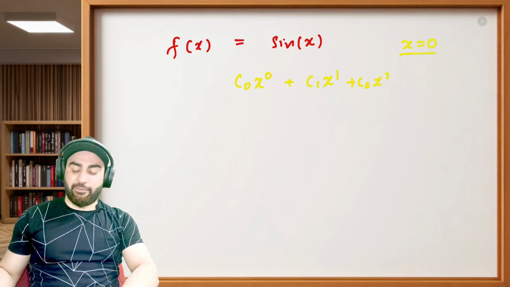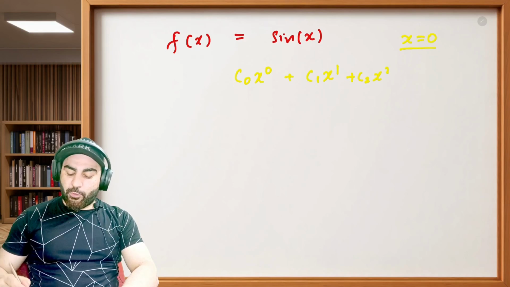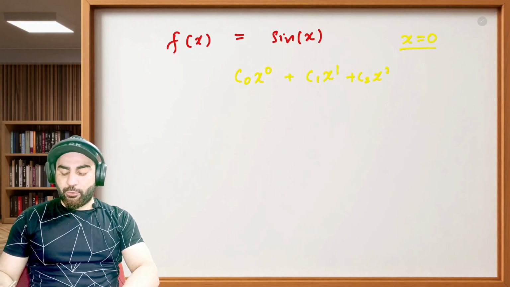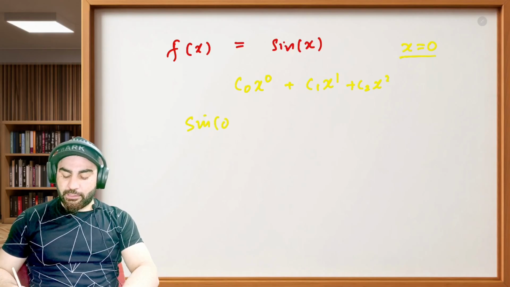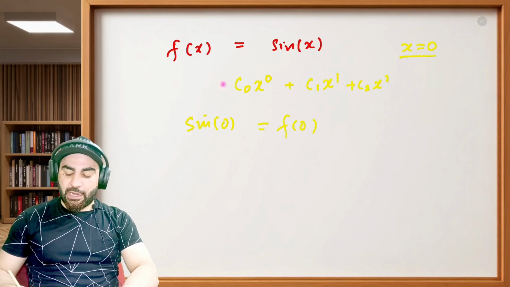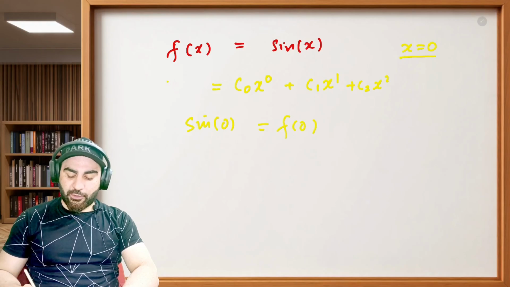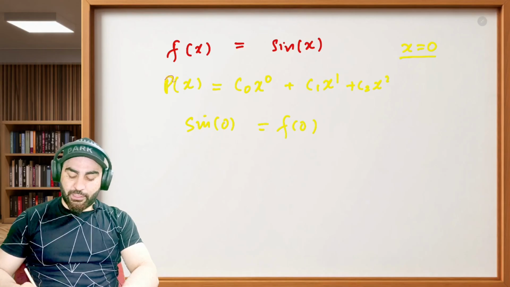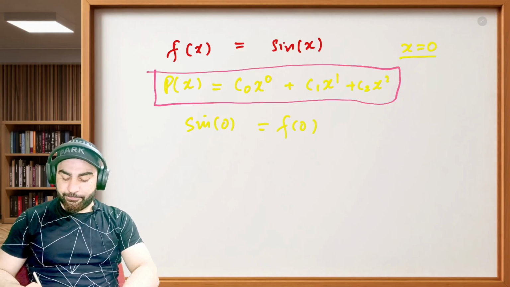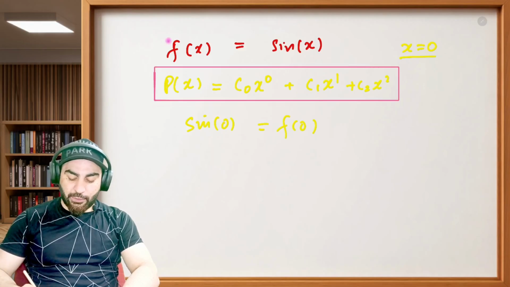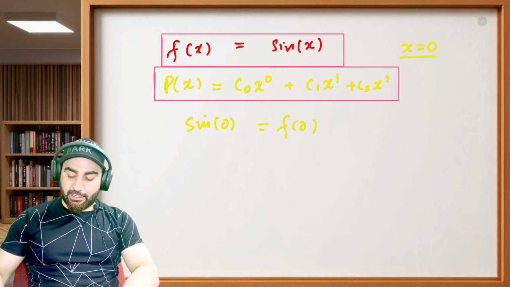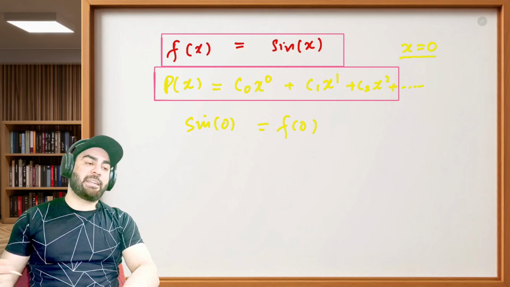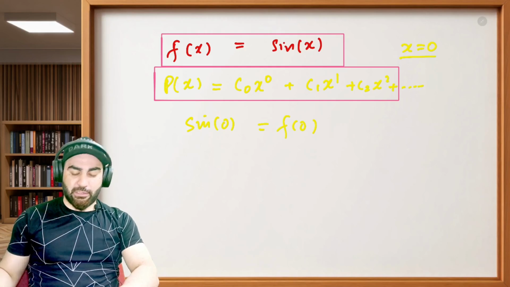This is our evaluation. Now what we want to do is see, if we are evaluating at some point 0, f of 0, this is sine of 0, and this is our polynomial approximation. Let's call this p of x. This is our polynomial approximation, and this is our actual function. This is the function that we want to approximate, and we can keep on adding terms because this is an infinite series, so we can add more terms to this.